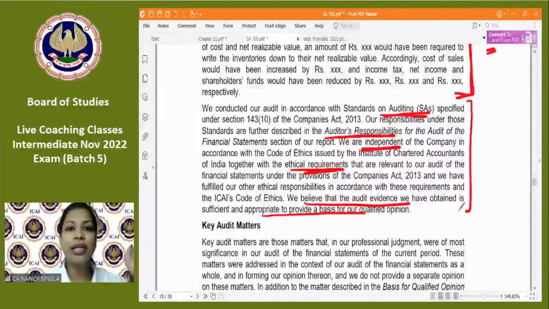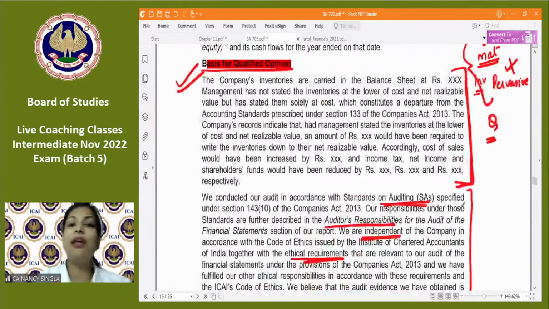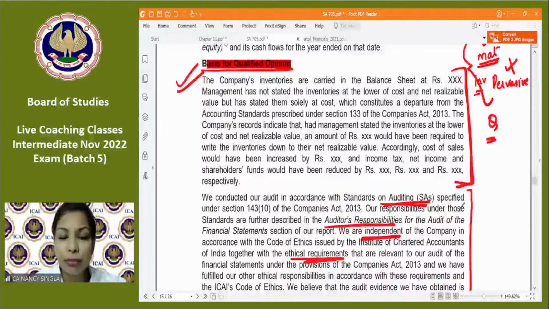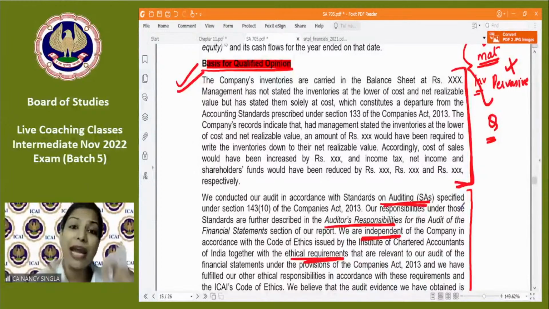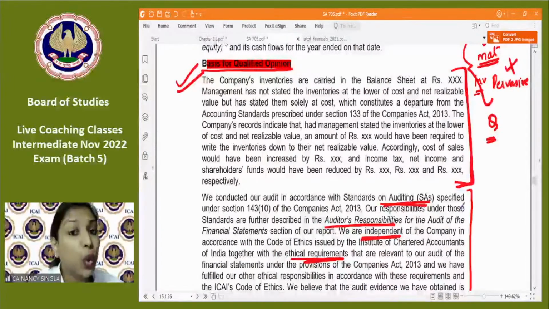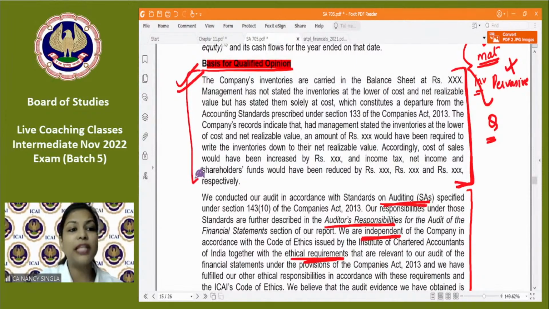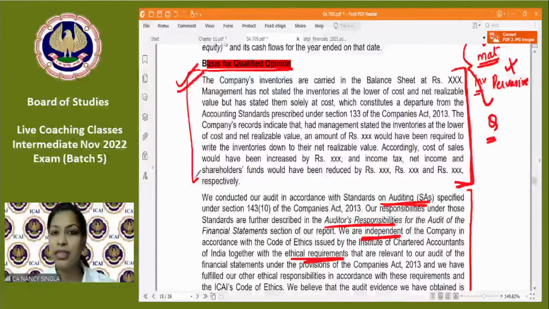So all this the auditor will give, because it is given in the 700 SA format. But when the auditor is giving a qualified, adverse or disclaimer of opinion, the matter because of which the auditor is giving a qualification, a modification, will also be explained in the basis for qualified opinion section.